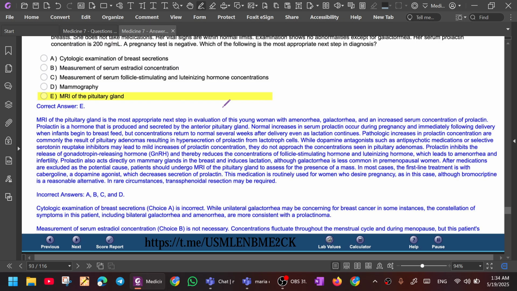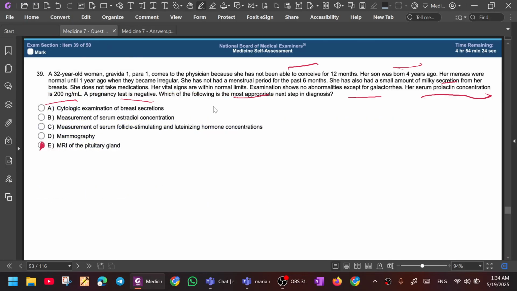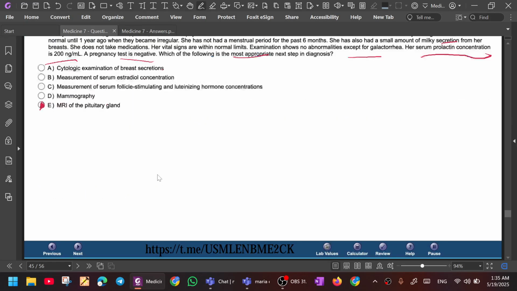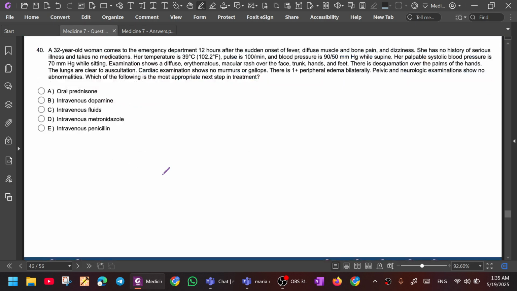A 32-year-old woman comes to the ED 12 hours after sudden onset of fever, diffuse muscle and bone pain, and dizziness.